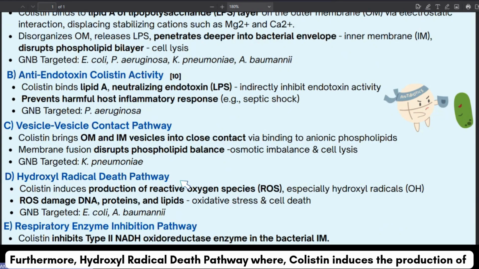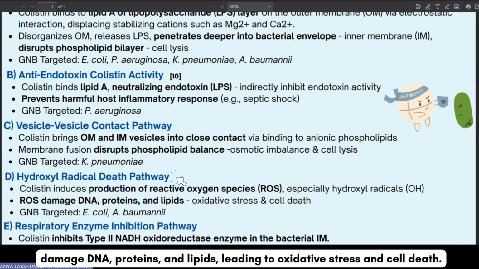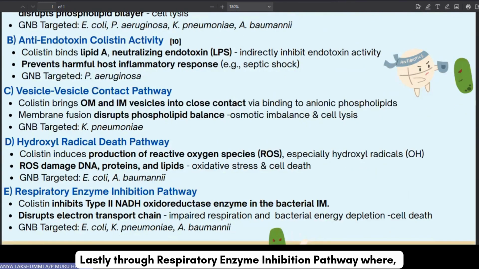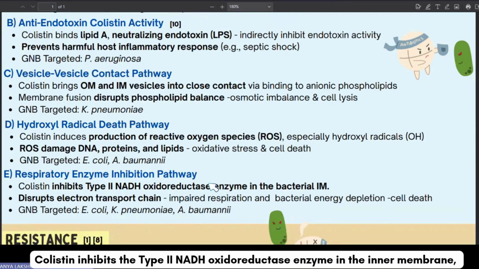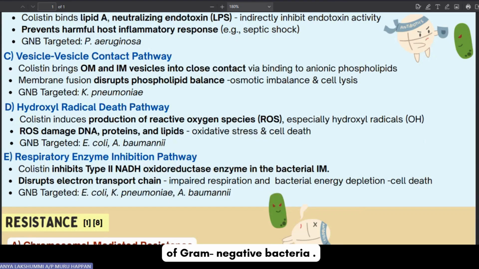Furthermore, the hydroxyl radical death pathway, where colistin induces the production of reactive oxygen species, ROS, like superoxide and hydroxyl radicals. These ROS damage DNA, proteins, and lipids, leading to oxidative stress and cell death. Lastly, respiratory enzyme inhibition, where colistin inhibits the type 2 NADH oxidoreductase enzyme in the inner membrane, disrupting the electron transport chain and energy production that leads to cell death of gram-negative bacteria.